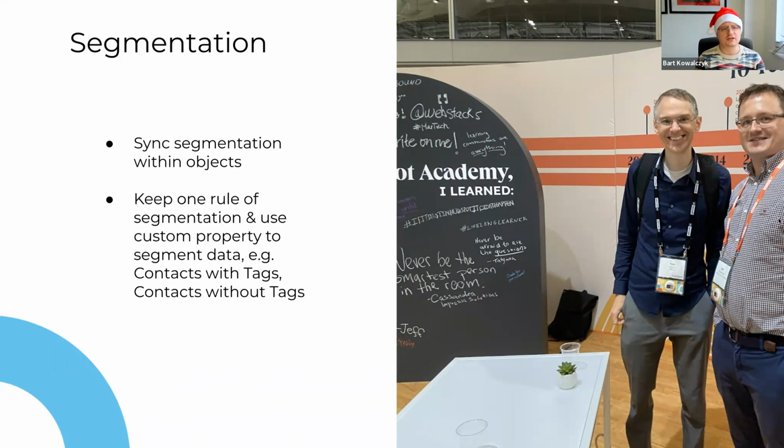The second segmentation part that will help you to get the most out of any CRM is to keep one rule of segmentation. The problem we've seen auditing different HubSpot accounts is that some of the users have their own segmentation rules. Imagine 50 people in a company, and each single person has different segmentation rules for contacts or companies. That will be an ultimate mess in the database.